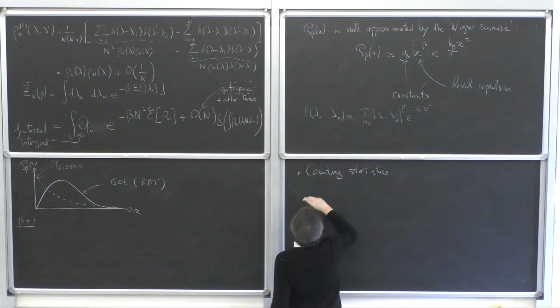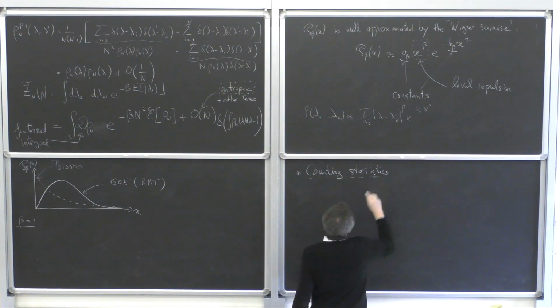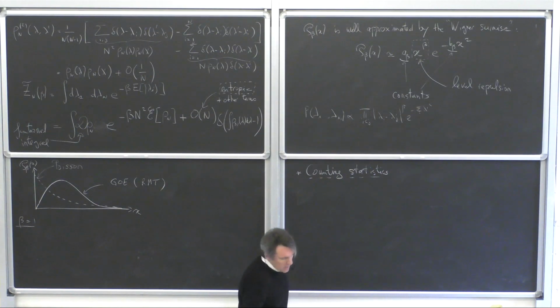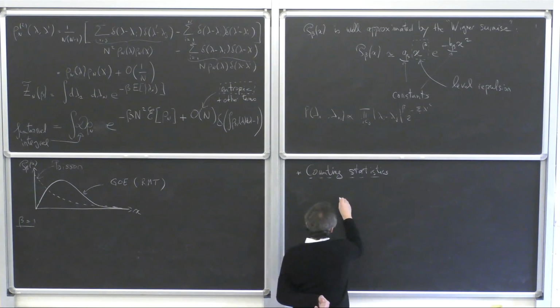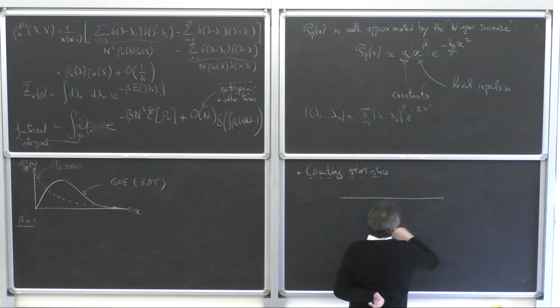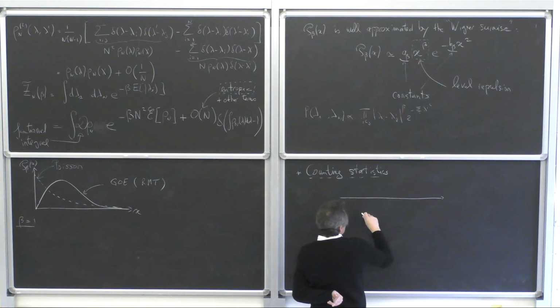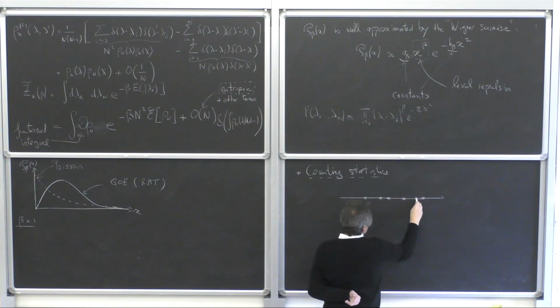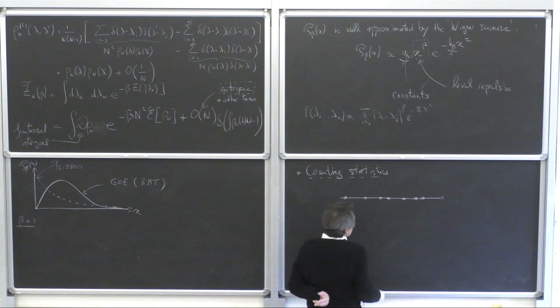Okay, so what is the question there? Well, the question is relatively simple. For the sake of simplicity, this is a real line where I have my eigenvalues. And I have somewhere here, say, zero.